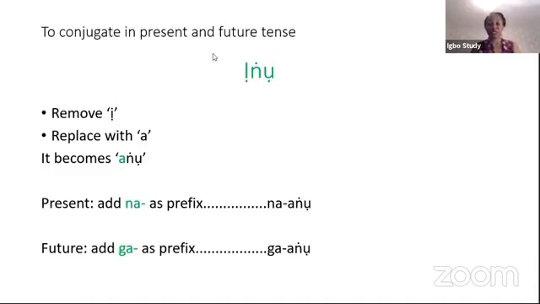So to conjugate a verb in the present and the future tense, we remove the E from the infinitive form of the verb, and we replace this with A, and it becomes ango. And to make it present, we add na a. That makes it nango. Nango is the present form of this verb. And if we put ga in front, that is the future tense. I will show you the example in the next slide.